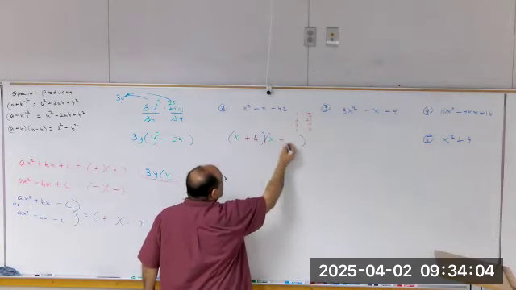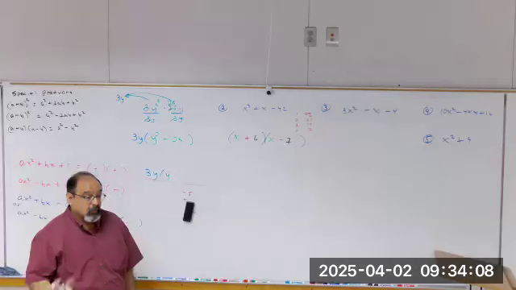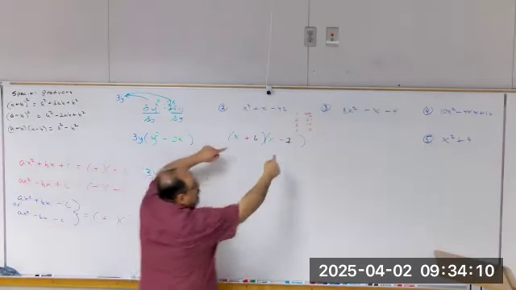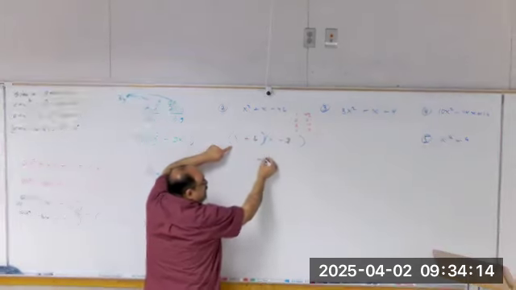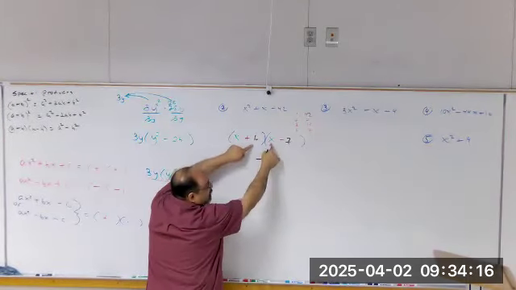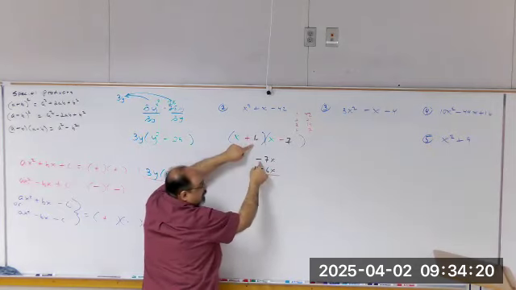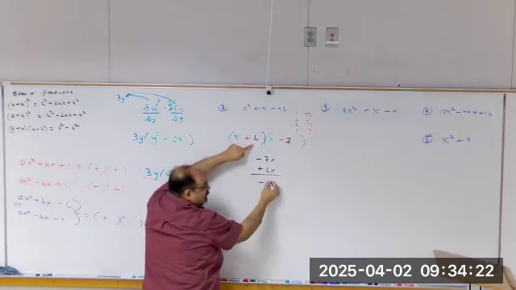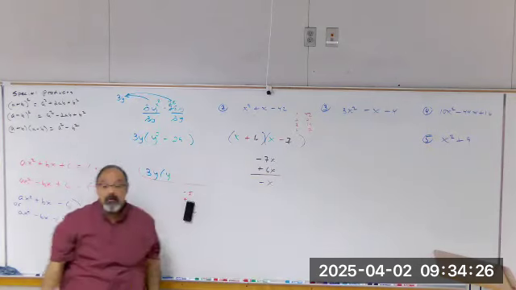Here's my 6 and there's my 7. And then check the middle. Outside times outside, x times negative 7 is negative 7x. Inside, positive 6x. Negative 7 plus 6 is negative 1x. I didn't want negative 1, I want positive.